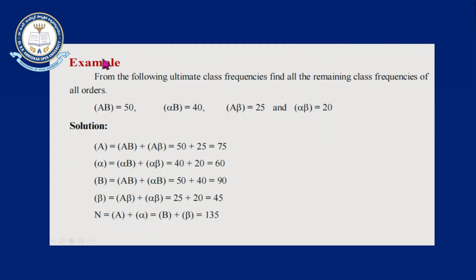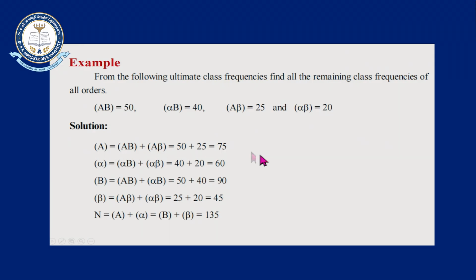Next I am going for an example on ultimate class frequencies. Find all the remaining frequencies of all orders. AB equal to 50, alpha B equal to 40, A beta equal to 25, alpha beta equal to 20. Then I want to identify bracket A, bracket alpha, bracket B, bracket beta, and bracket N total, which we can identify by using these formulas.